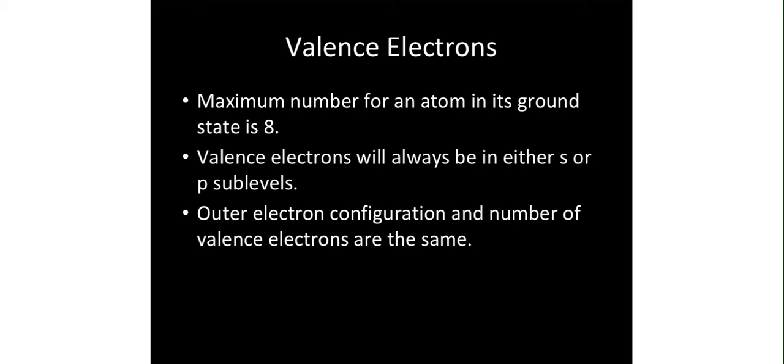Valence electrons will always be in either the S or P sublevels. Remember when I talked about the transition metals, they have very weird rules when it comes to valence electrons. So we're really going to just focus on the S and P groups, or the S and P blocks.